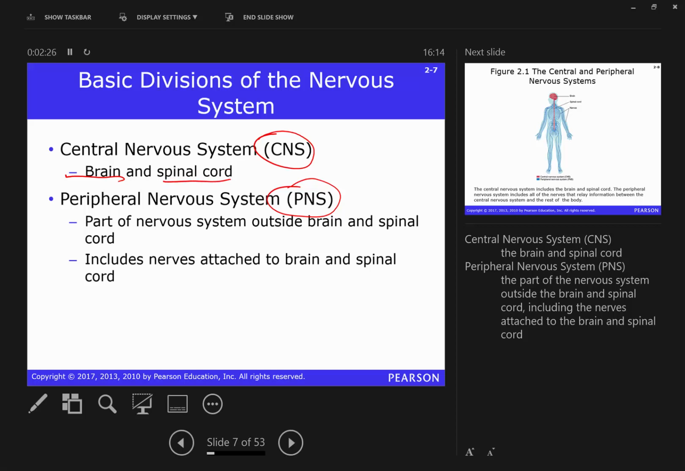All right? What's cool about your brain and spinal cord? They're both encased in bone. Got a skull, got a vertebral column, right? They also have some nice, tough wrapping on them. We'll talk about what those are. Anything else that's not brain or spinal cord is going to be out in the peripheral nervous system. This is going to include nerves that are attached to the brain or spinal cord, as well as anything else going out through the rest of your body. Okay?